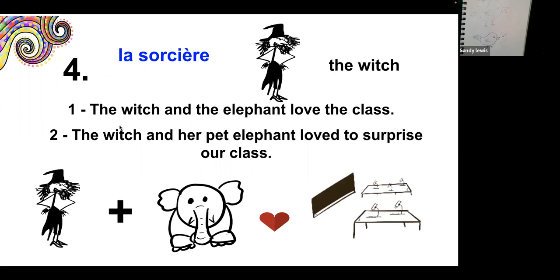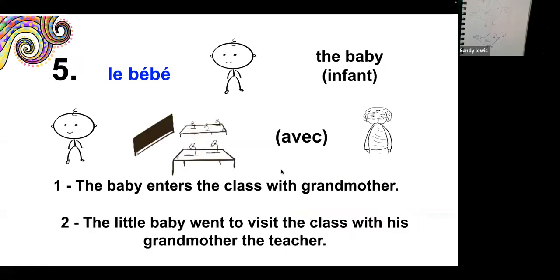La sorcière. I threw in pictures because I love throwing in pictures randomly. What can I do with this sentence? The witch and the elephant love the class. Basic. The witch and her pet elephant loved to surprise our class, which I thought was a different way to look at it. But you can put any kind of sentence you want in there.